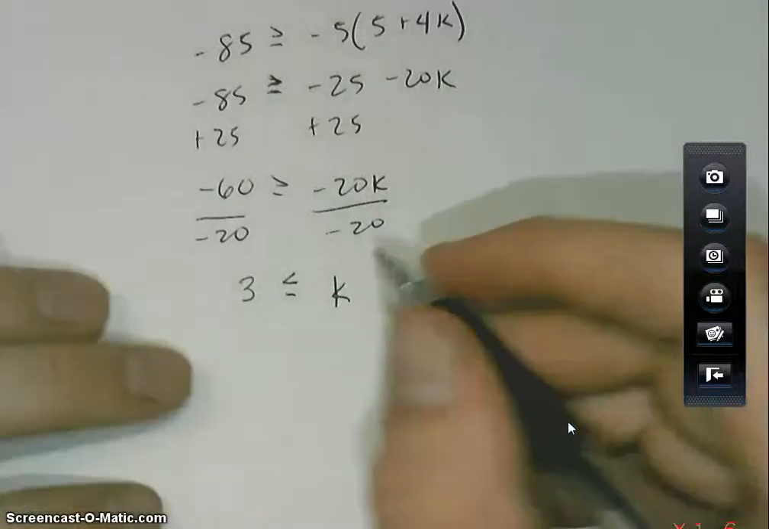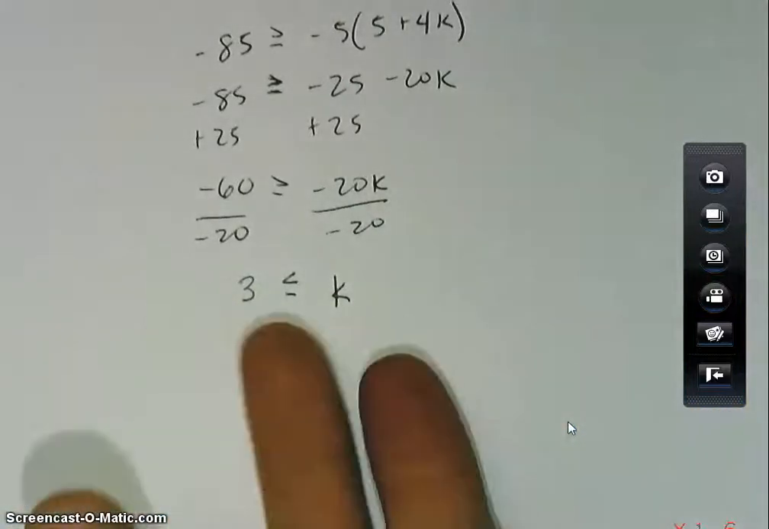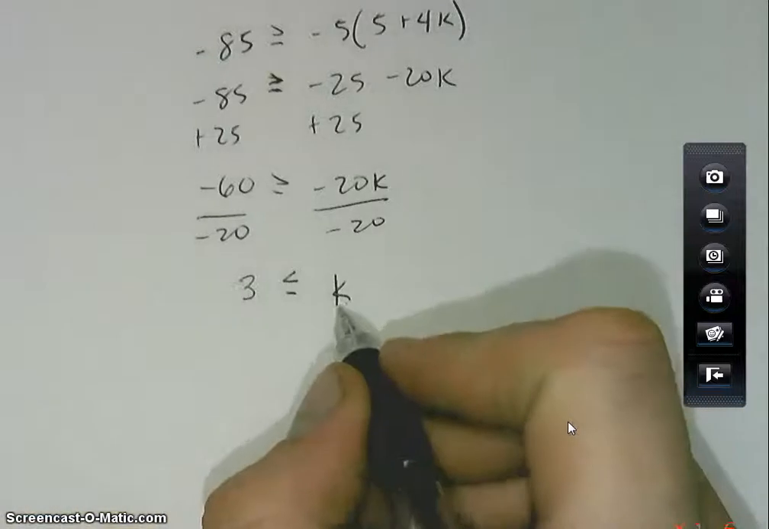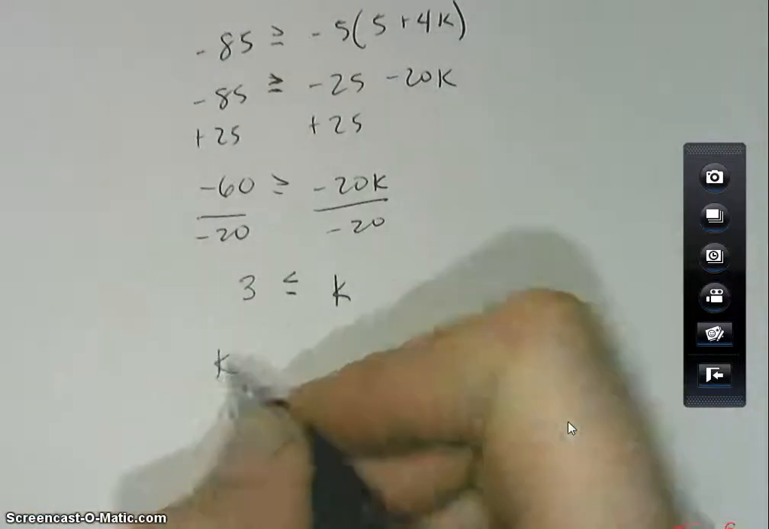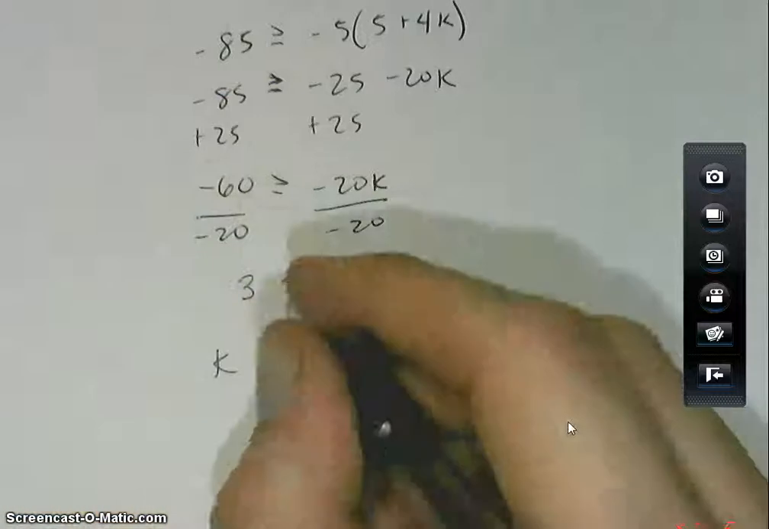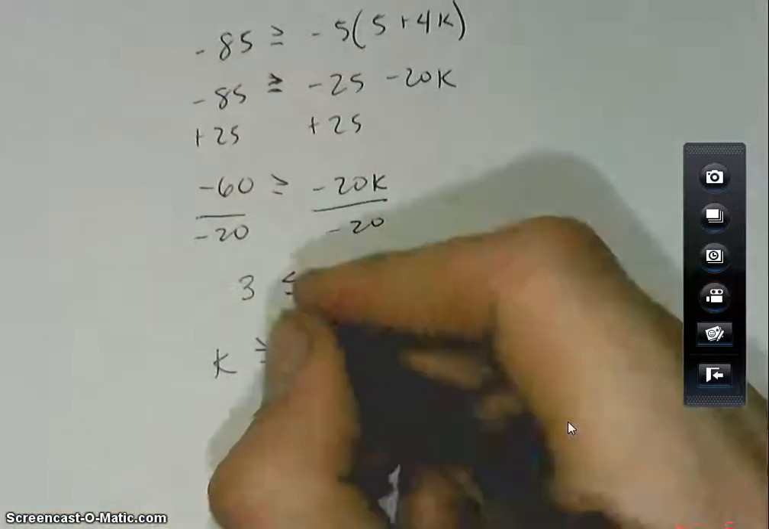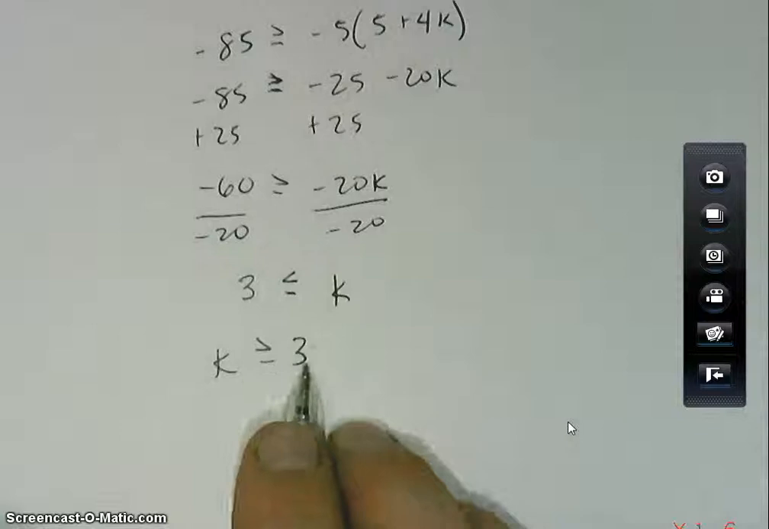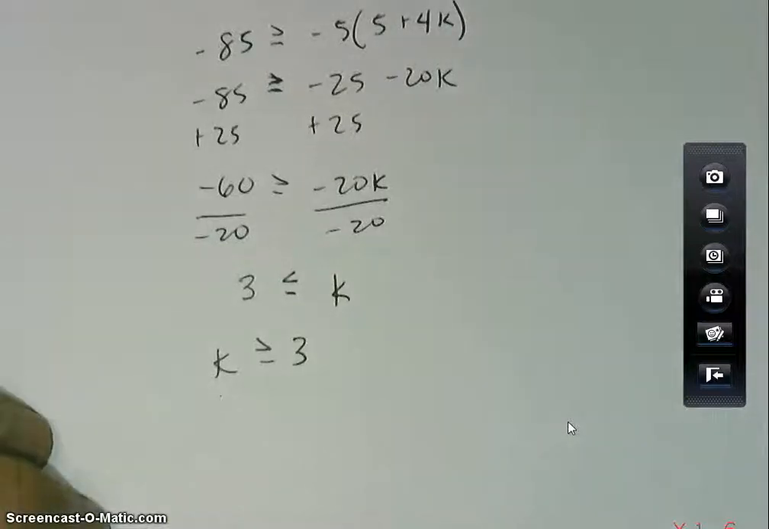So if I switch this, I want to take this basically and flip the whole thing over, including the sign. So I'm going to take my k and I'm going to bring it over here. I'm going to take the sign, which is pointing this way, and flip it over. So now it's pointing this way, and the 3 is on this side. So k is going to be greater than or equal to 3.